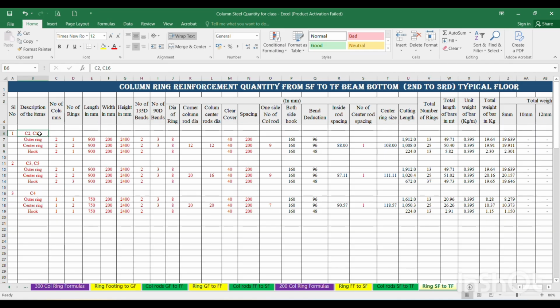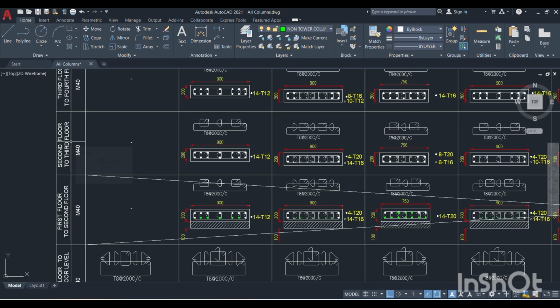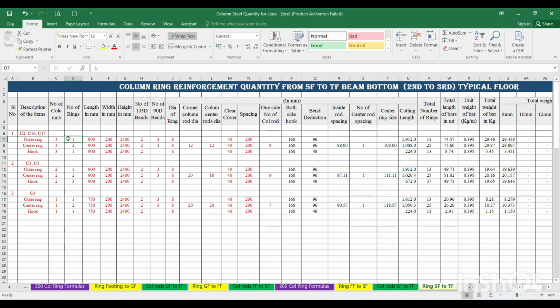After searching that, you have to write down these column numbers: C2, C16, and one more, C17. So you have written three columns, and you have to change the number of columns to three, and the number of rings. What are the number of rings here? Outer ring 1 is there, internal ring 2 is there, and hook 1 is there. 1, 2, and hook is 1.